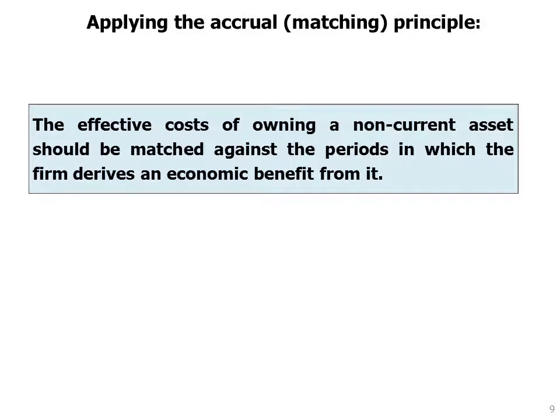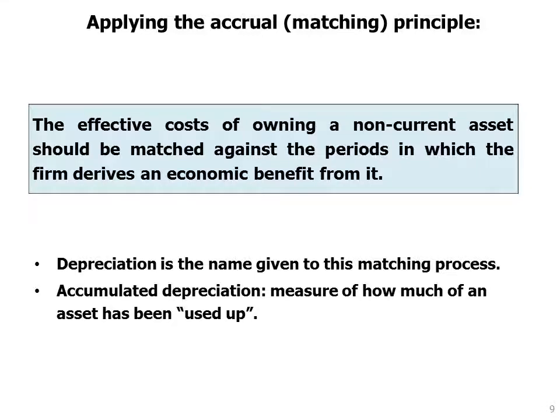Let's revisit the accrual or matching principle. So under the accrual principle, the effective cost of owning a non-current asset should be matched against a period in which the firm derives an economic benefit from it. And depreciation is the name given to this matching process. And we've already looked at accumulated depreciation. This is a measure of how much of an asset has been used up.